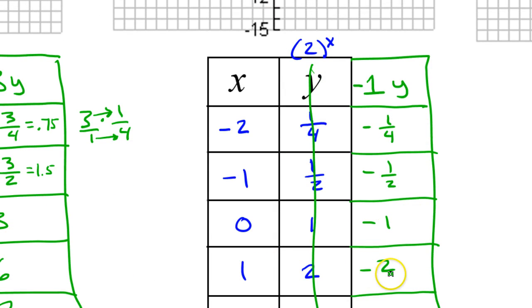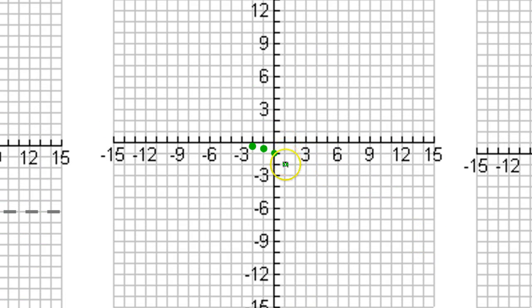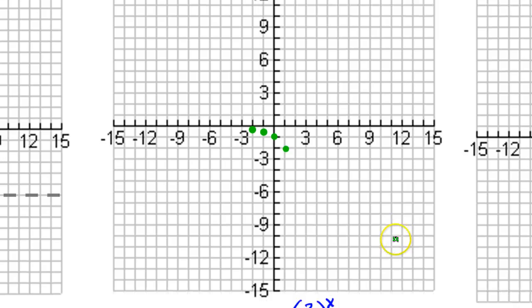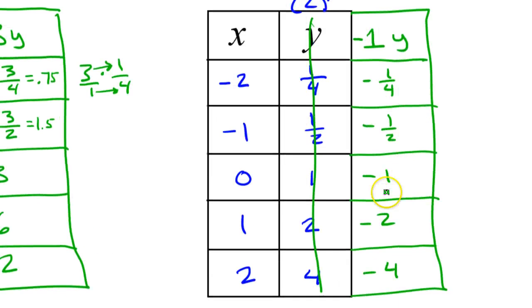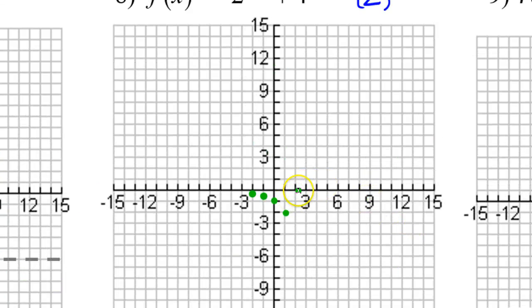Alright, and then 1, negative 2. 1, negative 2 would be right there. And then 2, negative 4. So 2, negative 4 would be right here.